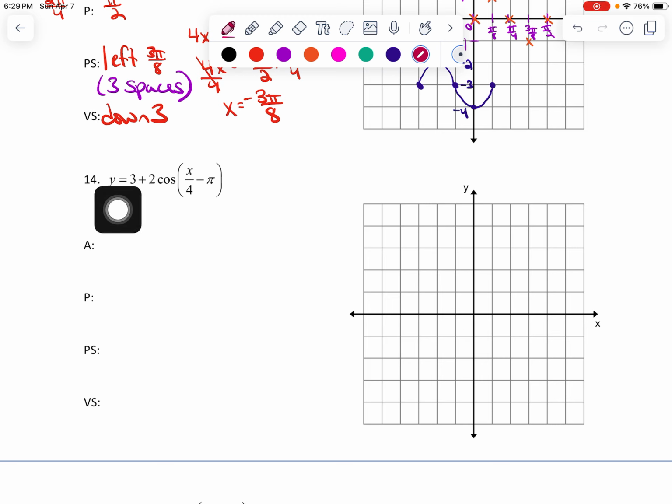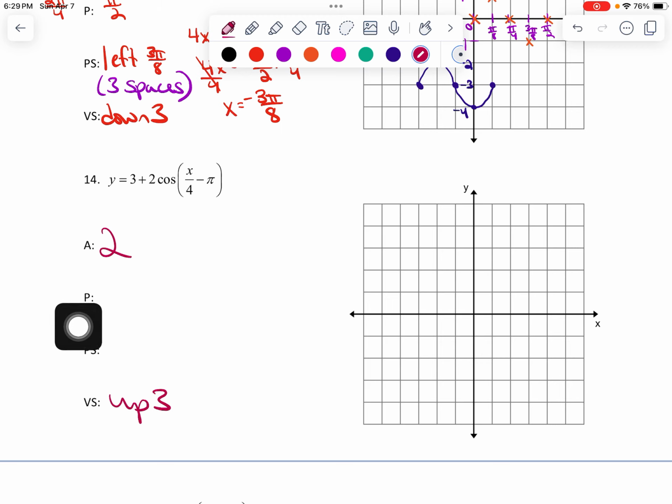This 3 is not the amplitude. Most of the time you guys have seen this at the end of the problem, but it can be in the front. It's actually going to become your vertical shift. So that 3 is positive, it's going to be up 3. Amplitude, you've got a positive 2 sitting right in front of cosine as the multiplier, so that's going to be an amplitude of 2.